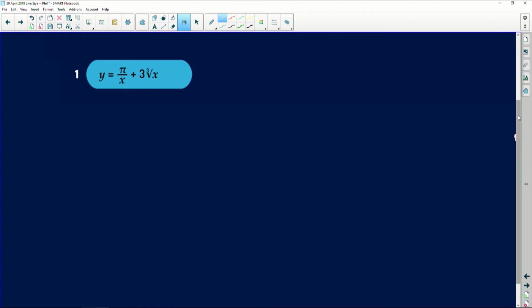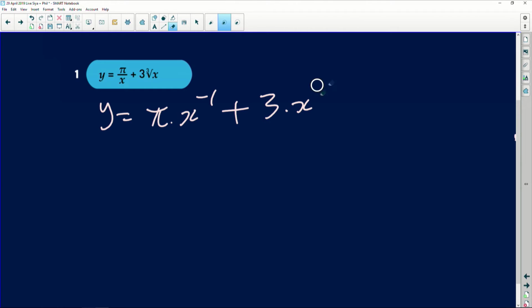With this one, I have y is equal to, and to remove the x as the denominator, I'm going to have pi multiplied by x to the exponent of -1. Remember, if it is a denominator and you make it a numerator, you express it with a negative exponent, plus 3 multiplied by x to the exponent of 1 over 3, because it's a cube root.